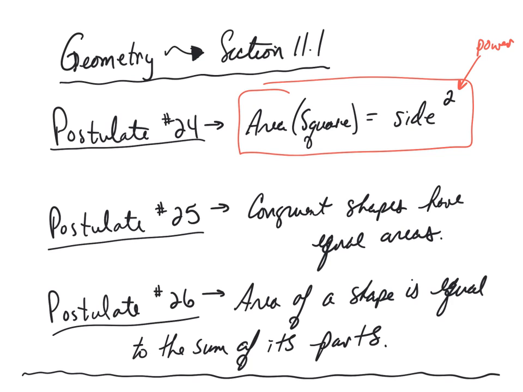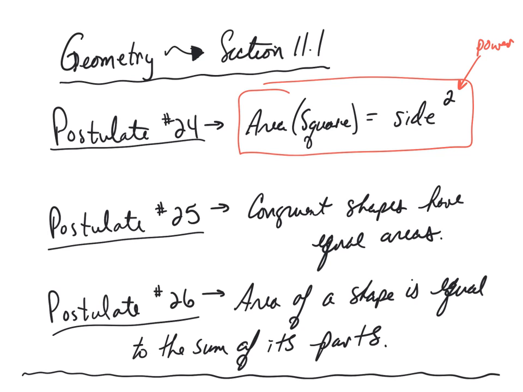25, congruent shapes have equal areas. We don't use that one very often. And then 26 we do use occasionally. The area of a shape is equal to the sum of its parts. And before we're done in this video, I'll give you an example of using postulate number 26.